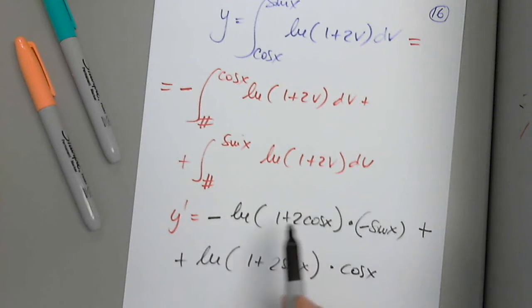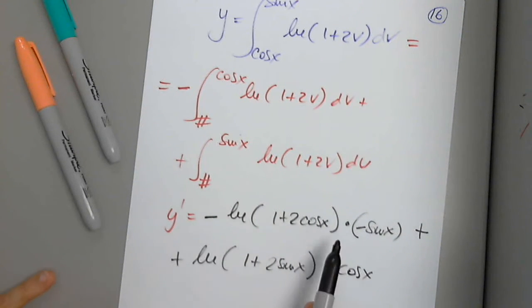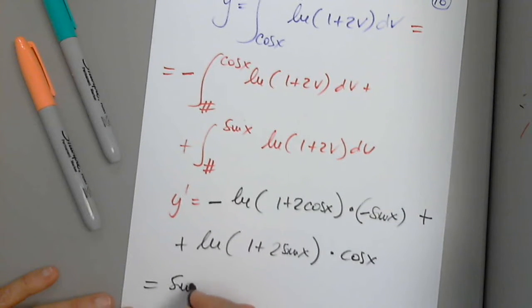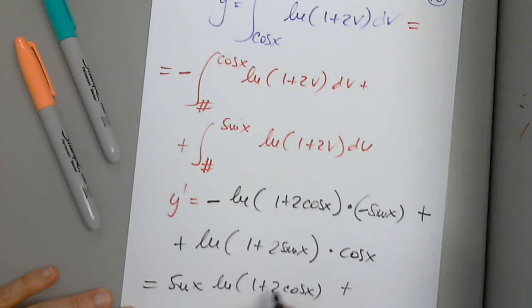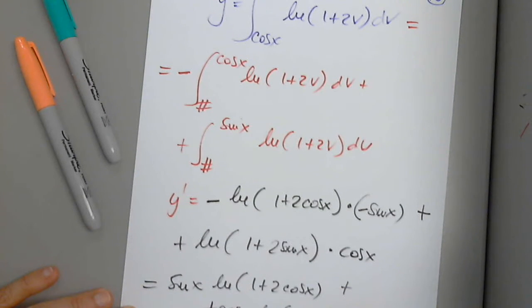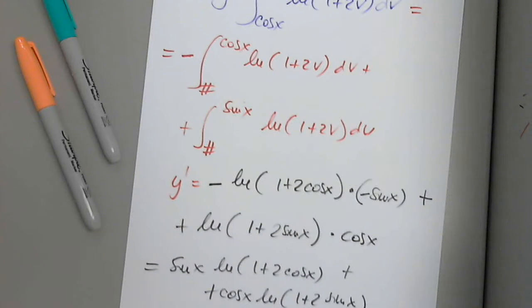I will just remove these negatives because they're multiplied. So then the answer will be sine x natural log of 1 plus 2 cosine x, plus cosine x natural log of 1 plus 2 sine x. Any questions?